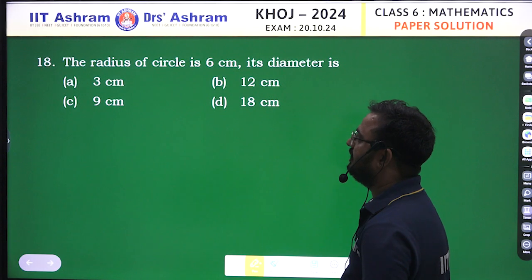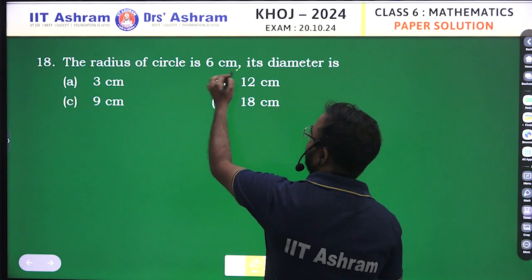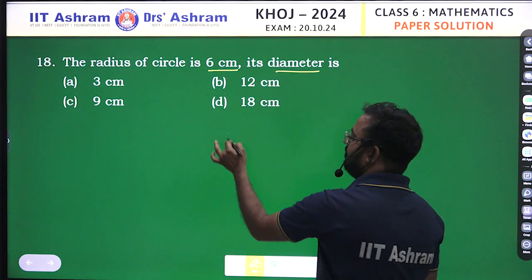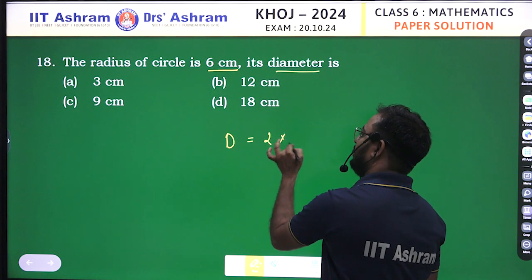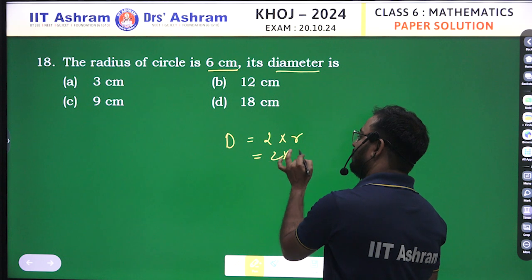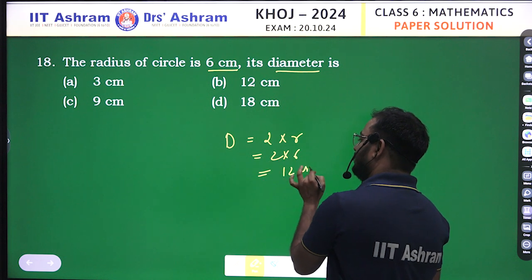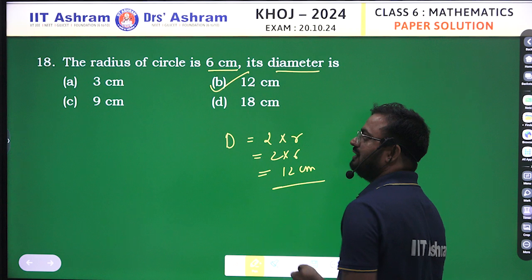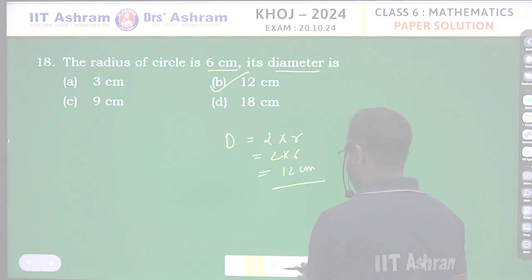Next, question number 18. The radius of a circle is 6 centimeters. Then diameter is equal to 2 times radius. So 2 multiplied by 6, 12 centimeters. So option B is the right answer, 12 centimeters.